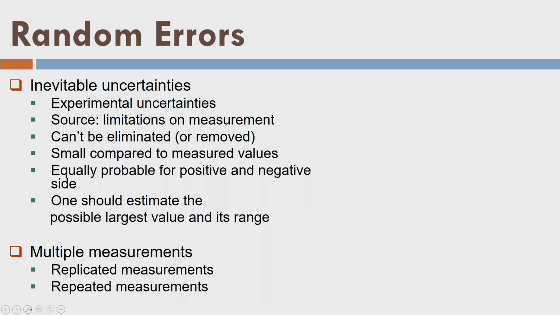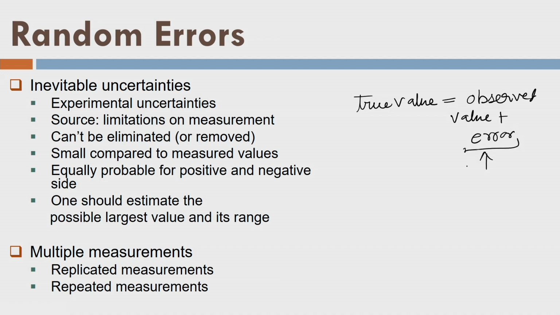Secondly, I can write here a simple relationship. Let us say there is a true value is equal to observed value plus the error, or what we call inevitable error. Let me call it error only, and it is basically the random error. This random error, I do not know what is the exact amount here, right?